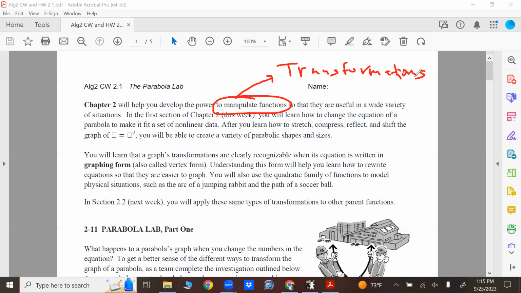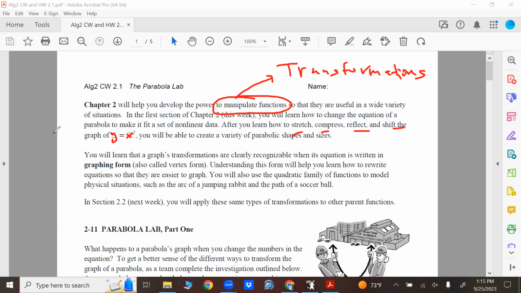In the first section, which is obviously today, you'll learn how to change the equation of a parabola to make it fit a set of nonlinear data. So we're going to take a parabola and move things around. We're going to move it left to right, up and down. We're going to stretch it. We're going to flip it. So like stretch, compress, reflect, shift, all those things. And we're only focusing on y equals x squared today. Okay, we're going to keep it really simple.